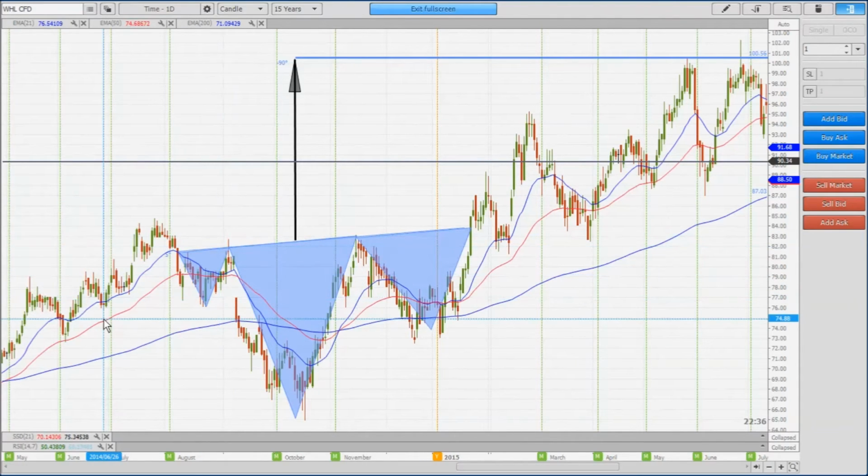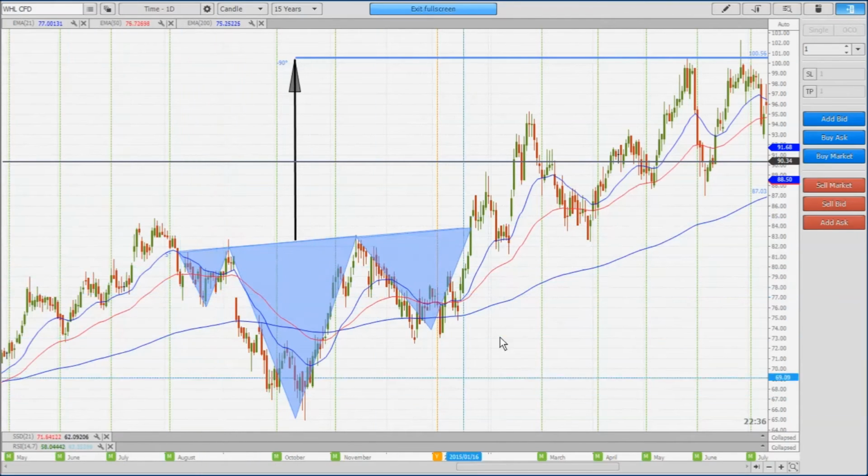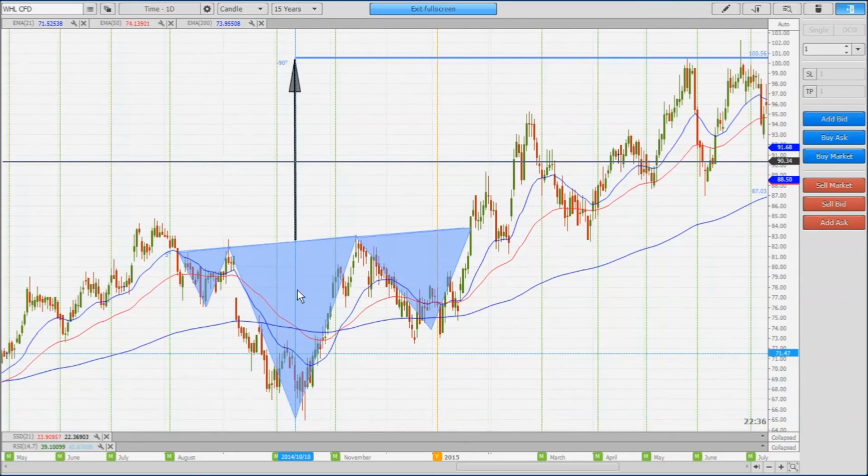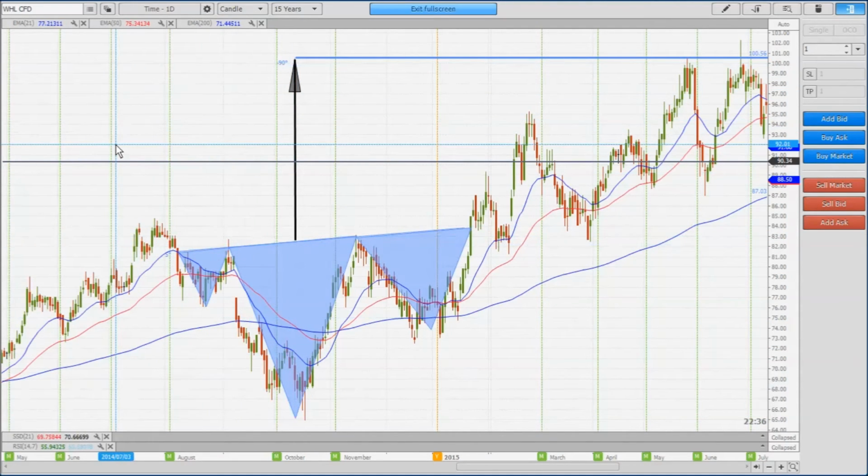Okay, so we're going to do one last example here. But by now I'm pretty sure you've realized that these head and shoulders patterns are very easy to understand, and the target method is very simple by taking the distance from the head to the neckline and either adding or subtracting depending on if it's inverse or a regular head and shoulders.